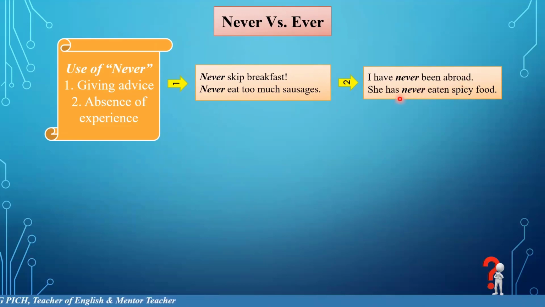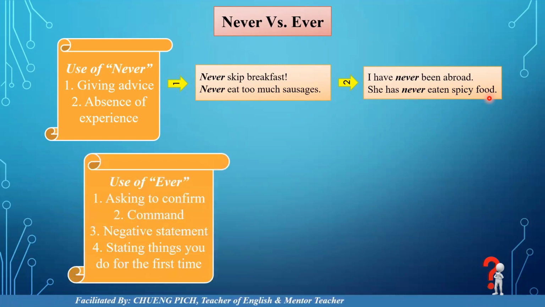Number 2, she has never eaten spicy food. Maybe she doesn't like spicy food. That's why she has never eaten spicy food, because it's spicy, right? So she doesn't like it. These two examples show the absence of experience of the people.